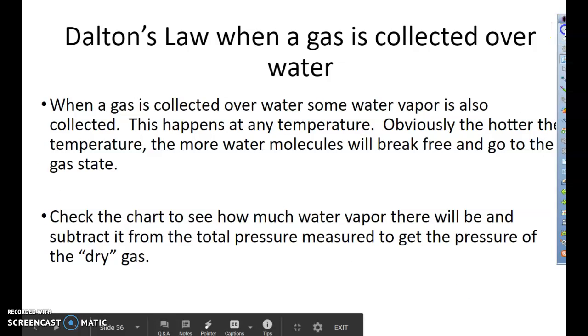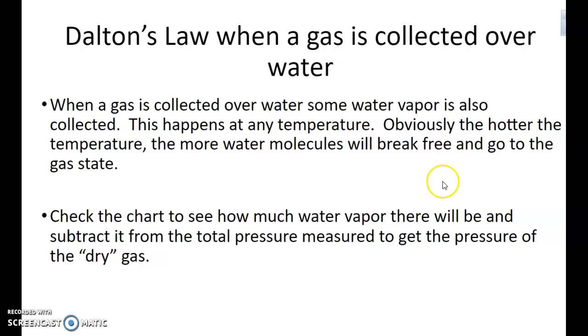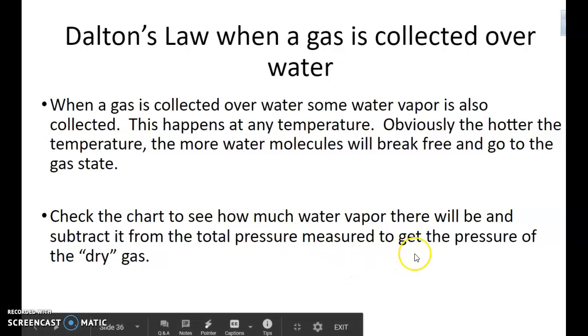Now, this comes into play quite often when we are collecting a gas over water, and if we were in class, we would be doing a lab on this. It happens at any temperature. We talked about vapor pressure in chapter 14. The warmer it is, the more there is, of course, but some of the water molecules are going to break free from those intermolecular forces. They're going to go into the gas state. And when we're trying to collect a gas, that gets in the way. We don't want that water vapor. We want to collect, say, oxygen, or helium, or whatever we want to collect. The water vapor is in the way.